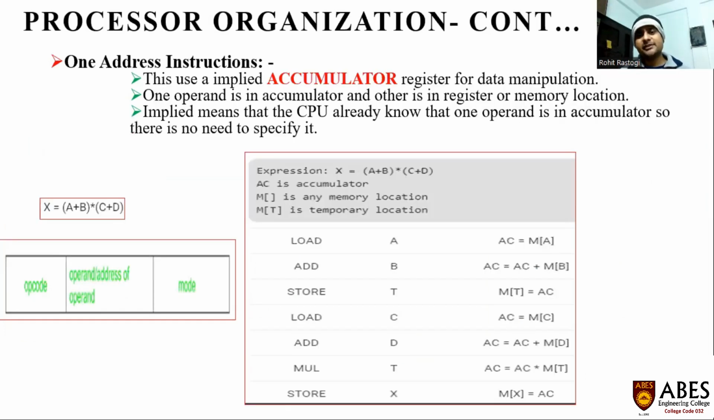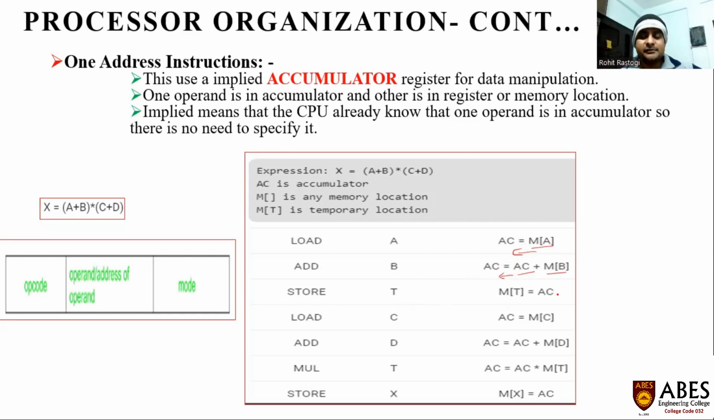In one address instruction, as I already told, the accumulator is used by default in implied mode, like Load A. Its meaning is that the memory content at the address location A is shifted into the accumulator. In Add B, the accumulator is used by default, so the accumulator content and the content at the address location B are added and again shifted to the accumulator.